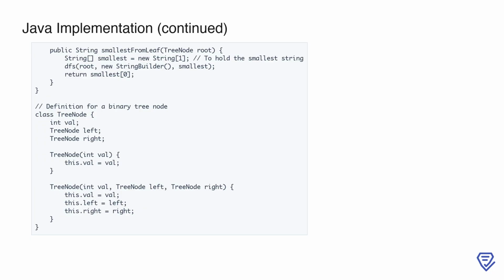Finally, we have the TreeNode class, which defines the structure of the binary tree nodes. Each node contains an integer value and pointers to its left and right children. This setup ensures that we can build and navigate the binary tree as required for the problem.